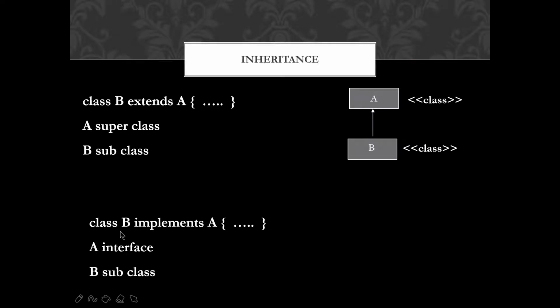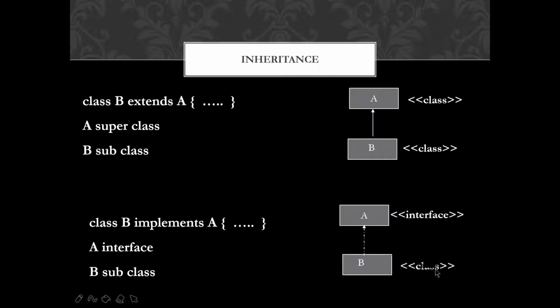The other way is class B implements A. In this case A is not a class, A is an interface and B is a class. Okay, now class B is getting the properties of interface A. In future you will be learning what actually an interface is, but for the time being you can understand that reusability can be achieved by extending a class or by implementing an interface.